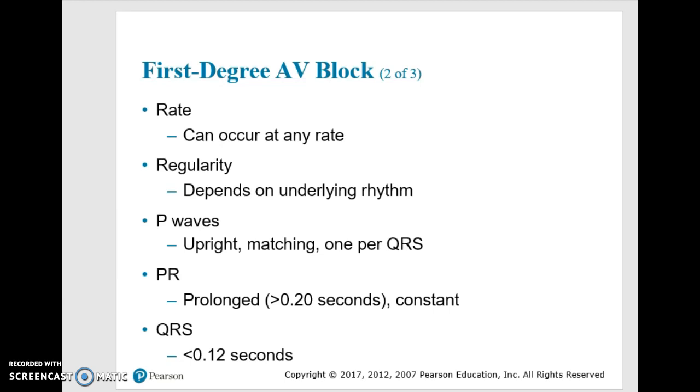The QRS complex in an AV block is less than 0.12 seconds. And the reason it is less than 0.12 seconds is because with a first degree AV block, the ventricles are not really affected. They are still able to fire, and they're firing from the normal pathway of electricity that is generated in the SA node.